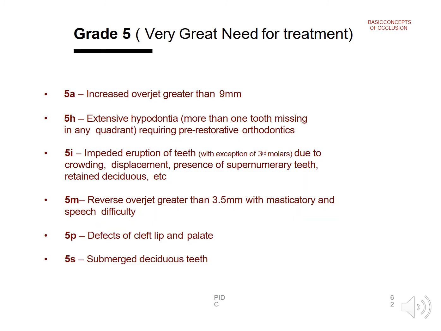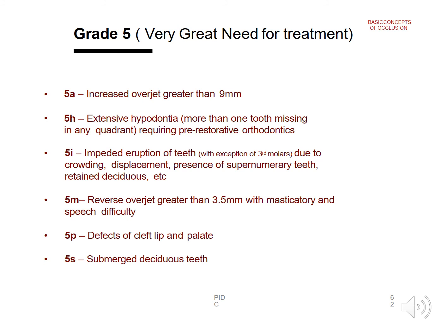Now we will move to grade 5. Very great need for treatment. So patients who have a dental health component in grade 5 really need orthodontic treatment. Okay, 5A is increased overjet greater than 9 mm. 5H, okay, just now you saw 4H, now is 5H, meaning extensive hypodontia, which is more than one tooth missing in any quadrant, requiring pre-restorative orthodontics.